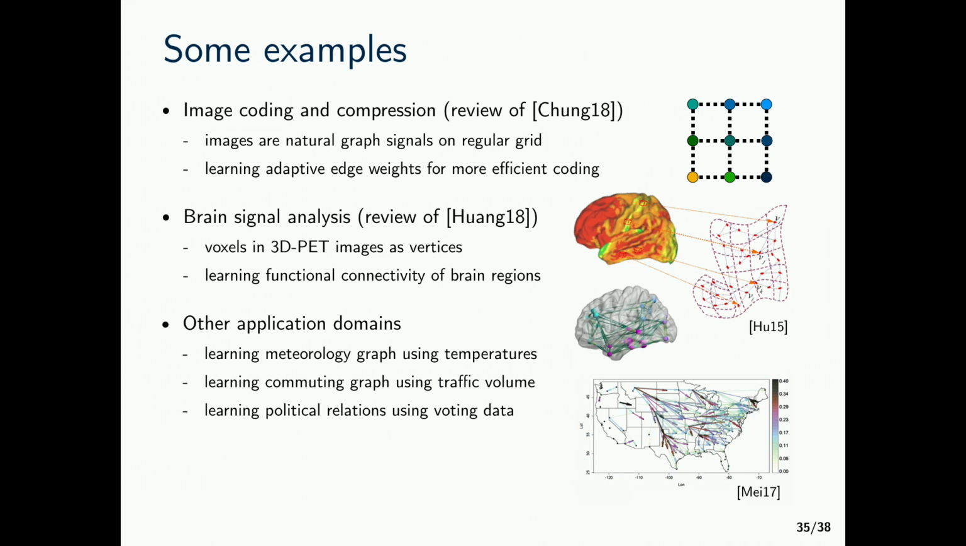Another type of typical application would be brain signal analysis, where we want to recover functional connectivity between different brain regions by looking at the signals recorded on different parts of the brain. And then there are other approaches that can be applied to infer a graph that captures the temperature evolution or other scenarios. In this case, it's also directed.